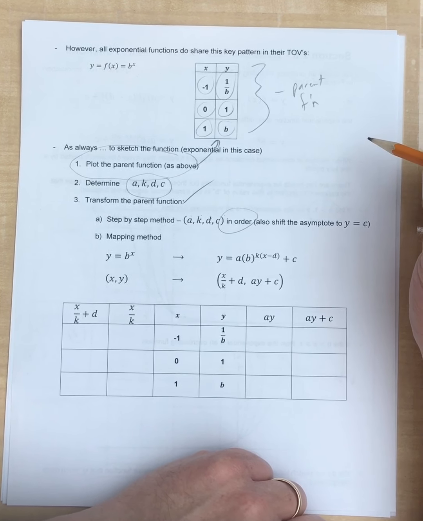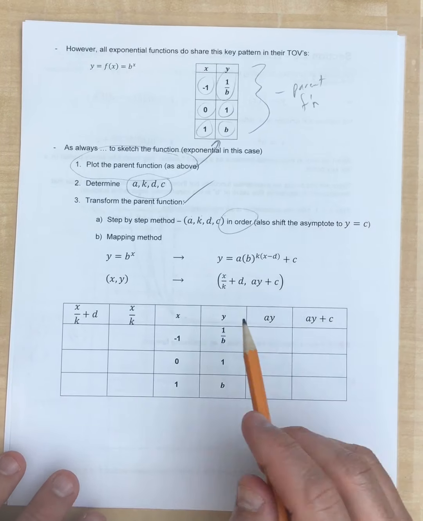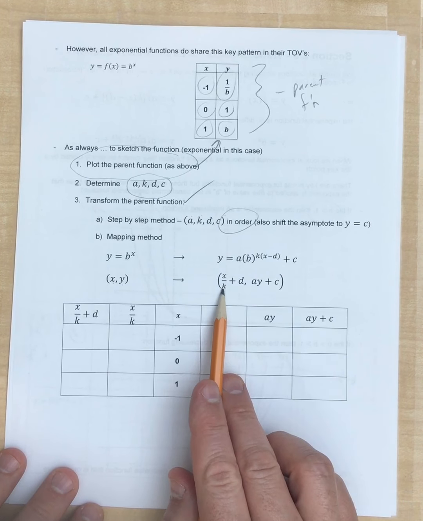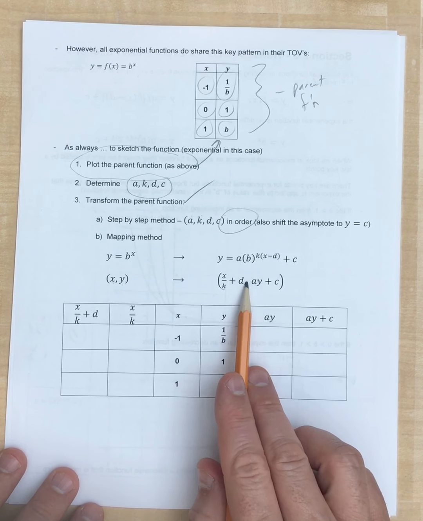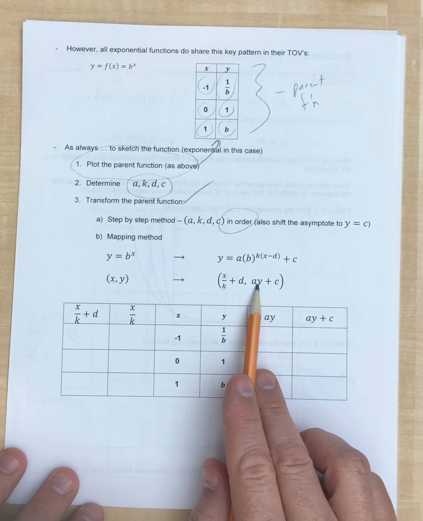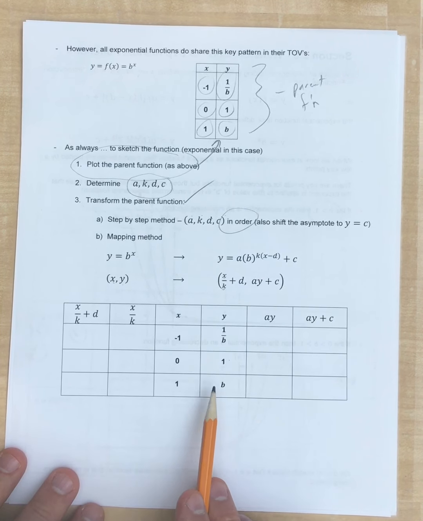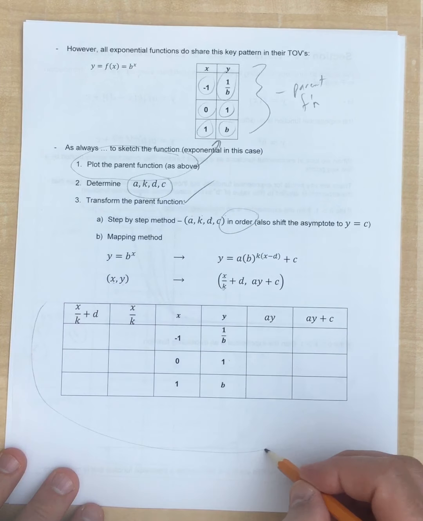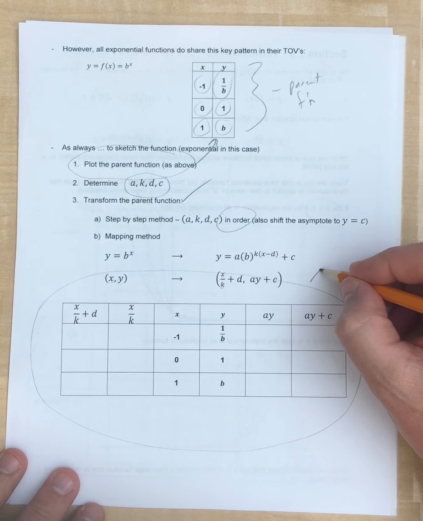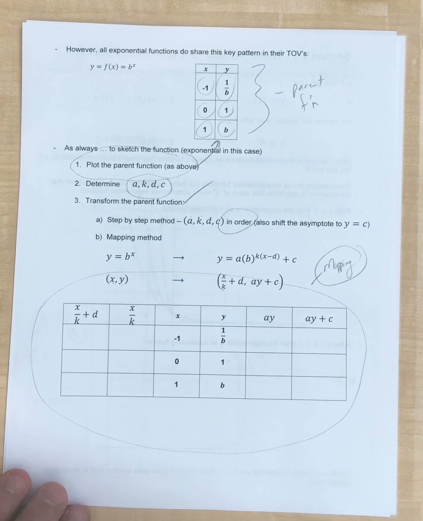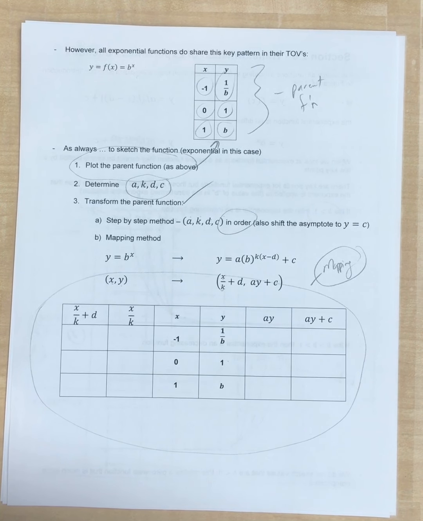Okay? If I am going to use the mapping method, again, I do the exact same mapping method. x, y turns into x over k. Remember, we divide by k, we don't multiply by k. And we add d, and we add c, and we multiply the y values by a. And so I would take this, and whatever my a and k are, this is going to be my setup for every mapping version that I do for this parent function.